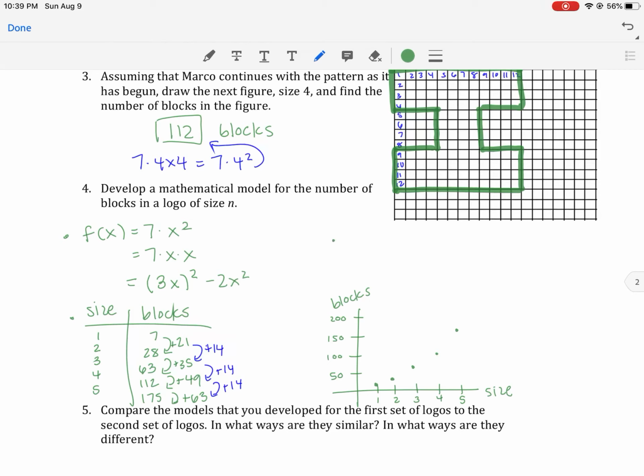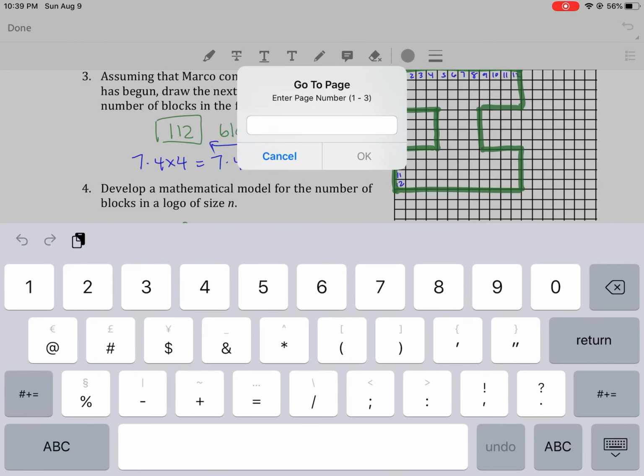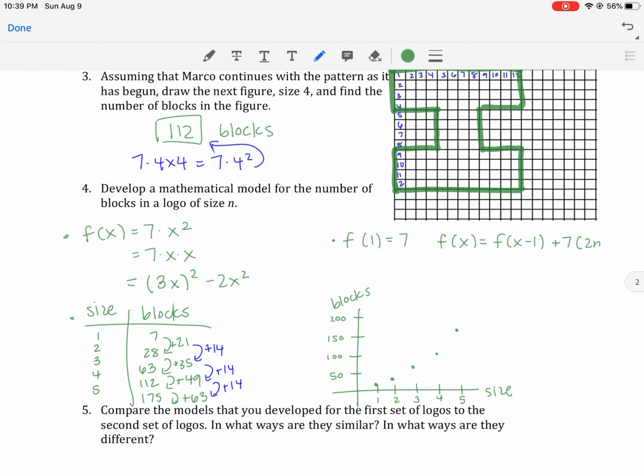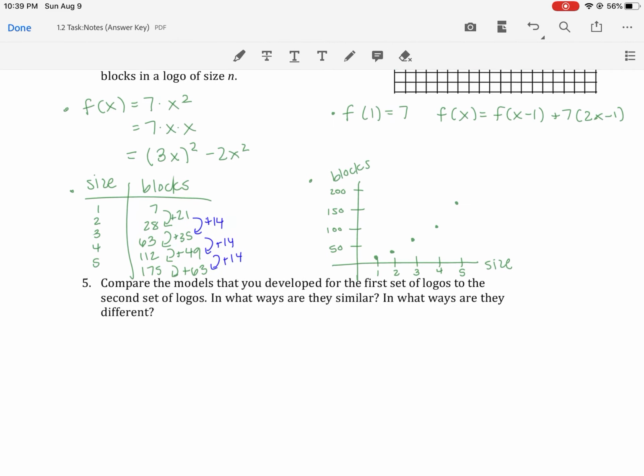And I'll just throw this out there. I do not expect you to have written this down, but if you wanted to do a recursive, you actually would have f of 1 equals 7, and f of x equals f of x minus 1 plus 7 times 2x, sorry, minus 1. You could have 14x minus 7 if you prefer. So that's 4 different ways we could have seen it, right? Any of those ways are possible ways you could have done it.